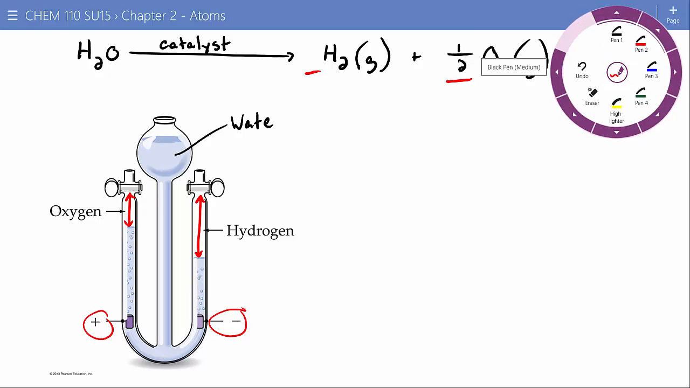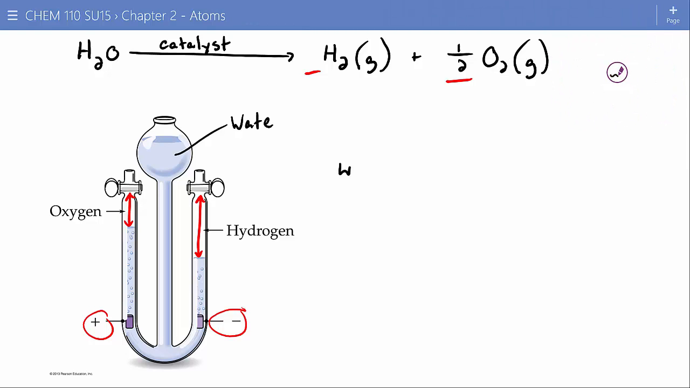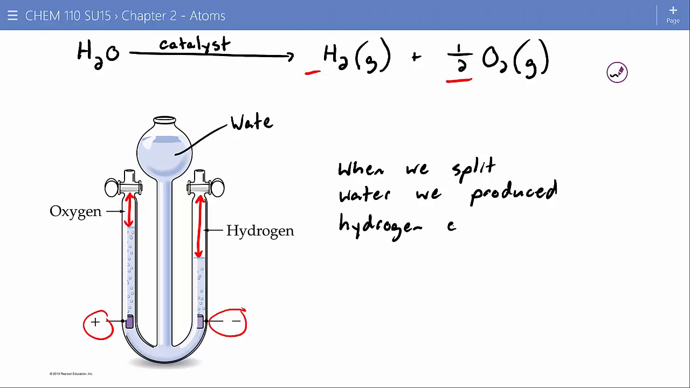And this is how we determine how reactions work a lot of times. So in this case, when we split water, we produce hydrogen gas to oxygen gas in a 2-to-1 ratio.